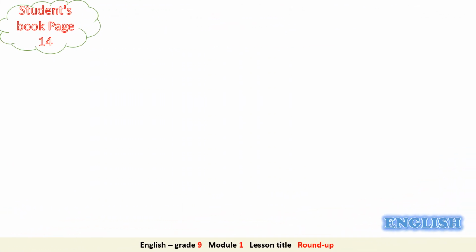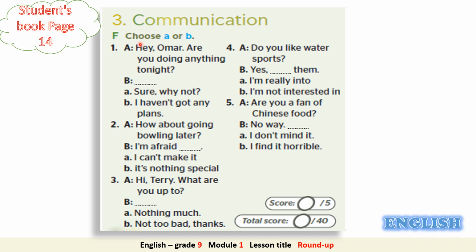Again, Students Book, page 14, the communication part. Here, what we are going to do is to choose A or B. Here we have 5 sentences. In each sentence, we have 2 responses. What we are going to do is to choose the correct one. Now, could you please pause the video and do it by yourself? Go ahead.